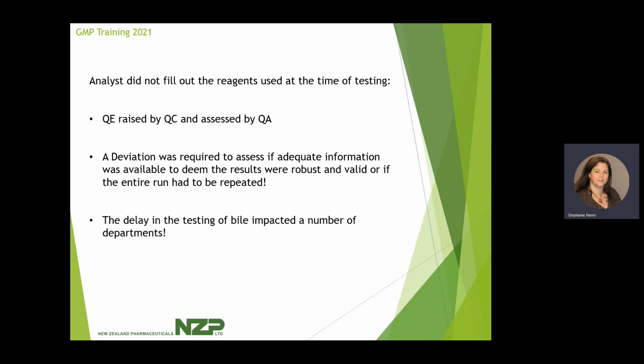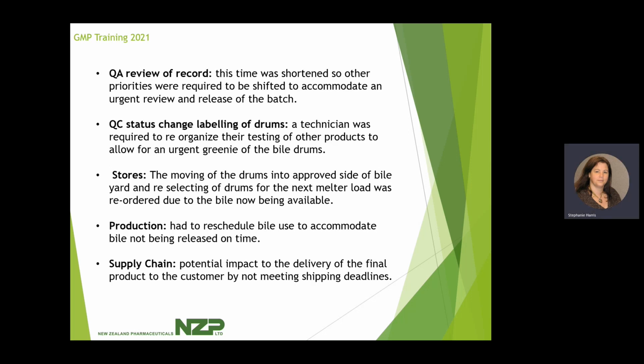The delay in testing of the vial impacted a number of departments, and this is how it impacts. The QA review of the record: this time was shortened, so other priorities were required to be shifted to accommodate an urgent review and release of the batch. QC status change labelling of drums: a technician was required to reorganise their testing of other products to allow for an urgent greening of the vial drums.